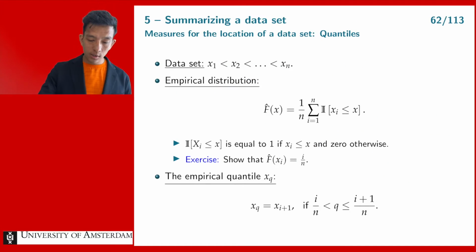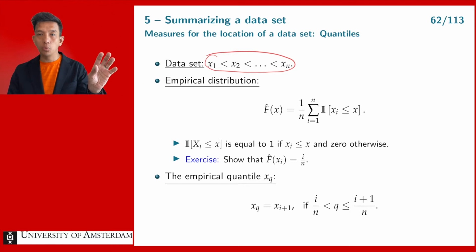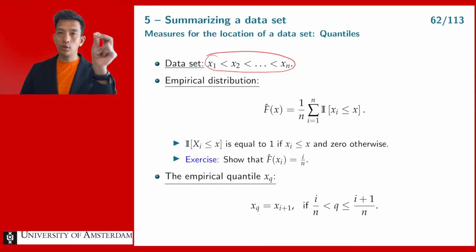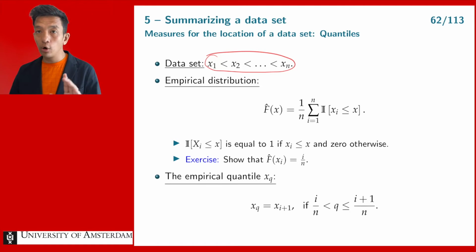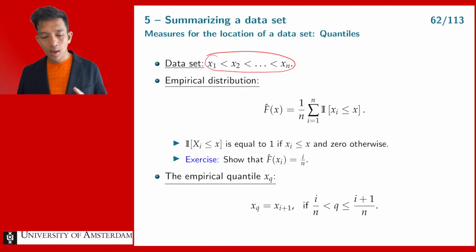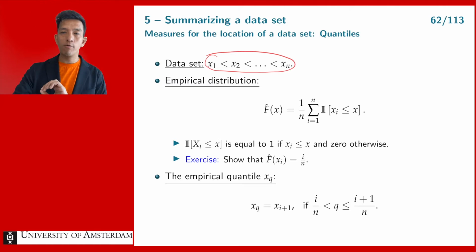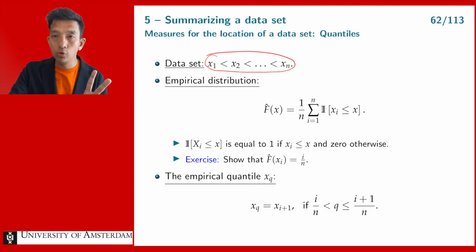Assume that you have a data set with values x1, x2, up to xn, and I assume that x1 is the smallest value, then you have x2, then you have x3, and so on. And moreover, to make life easy, I assume that I have all different values. So there are no two values in my data set that are the same.